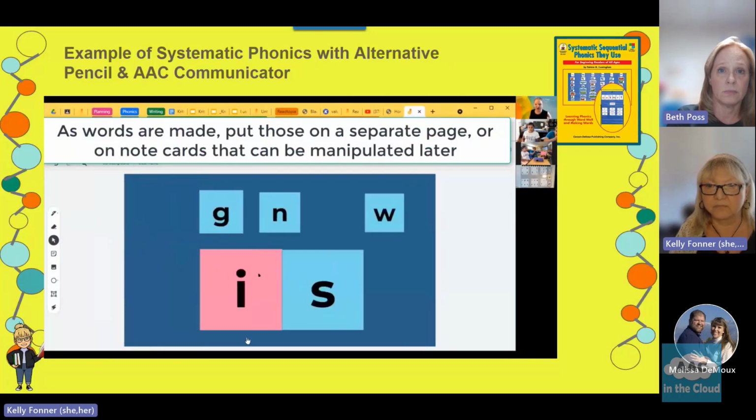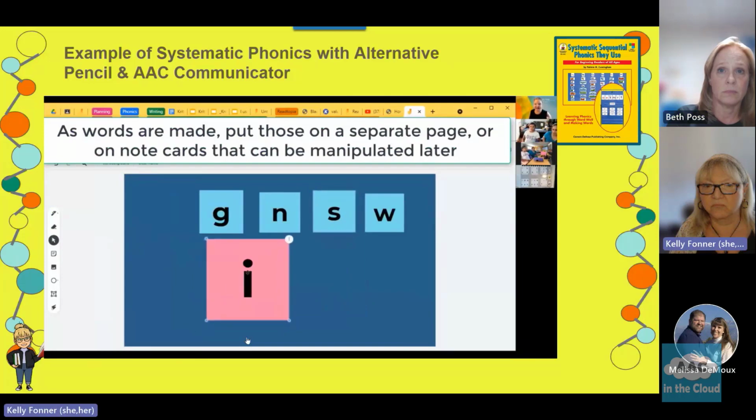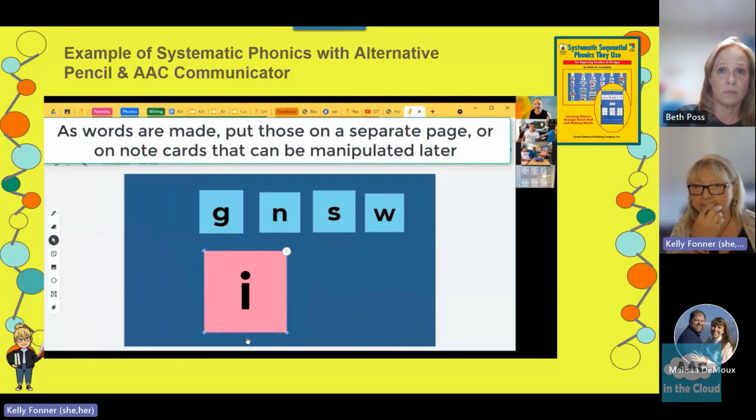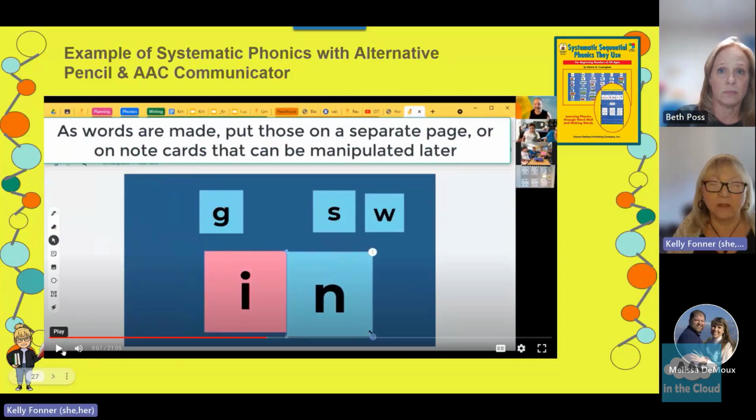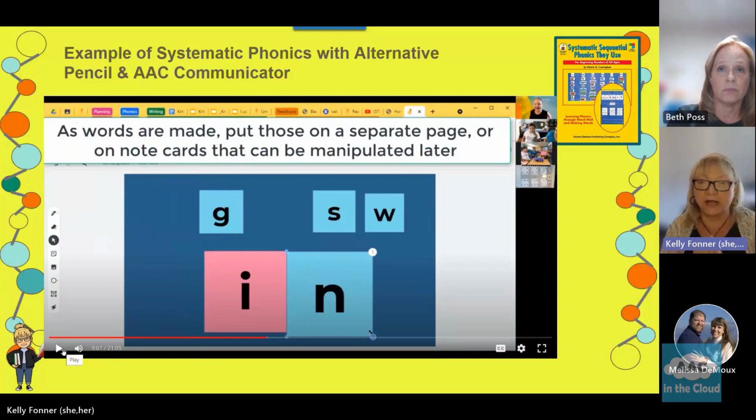Okay, let's make the next word. I'm going to get rid of this letter. I'm going to keep the I, remove the S, and take the N. And now, we had mentioned that part of this process is being very systematic. It's not about having kids guess. It's not about making silly words. It's really about keeping those words within real words, words that we're working on the sounds and how sounds go together, how removing one sound and replacing it with another, and really teaching them that whole process.